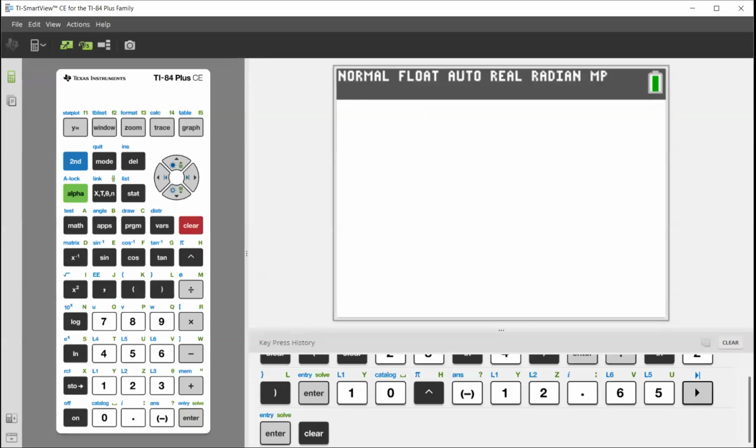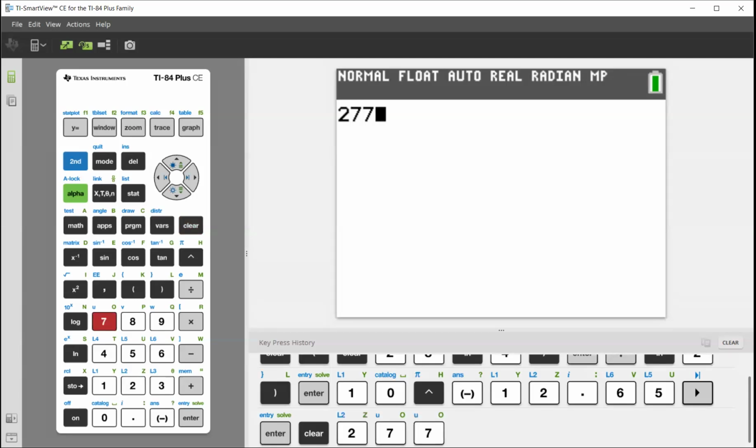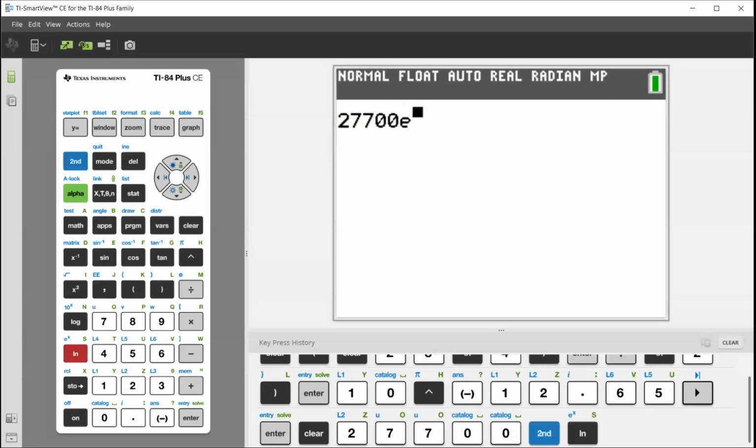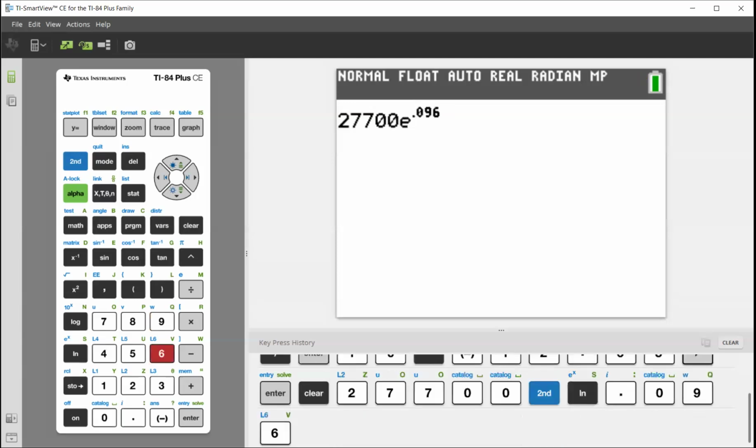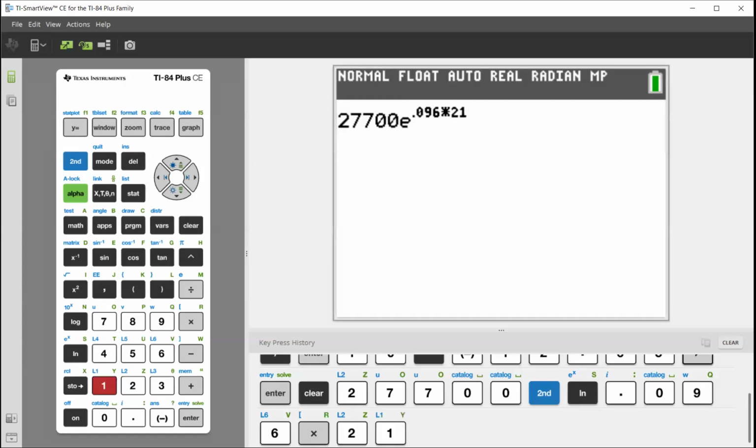Good thing about the TI-84 calculator is you can just enter the expression. I remember it's 27,700. I'll double check later. Multiply by second ln, which gave you an exponential function with base e. In the exponent, we're going to have a multiplication. r is 9.6%, so 0.096 times 21.